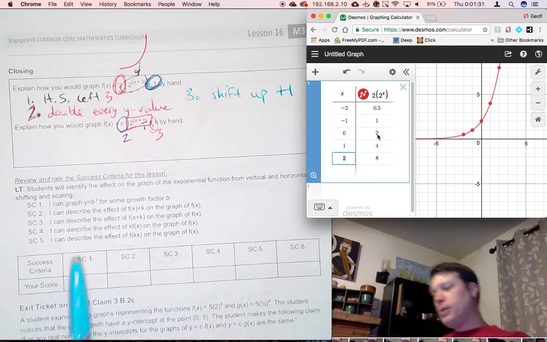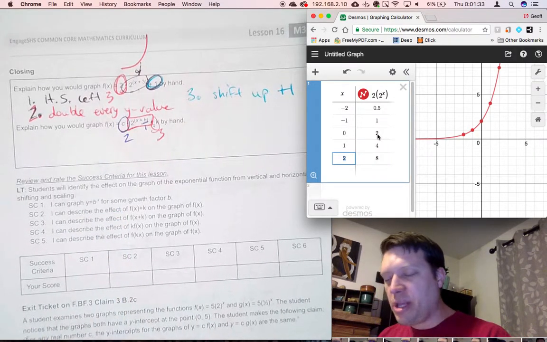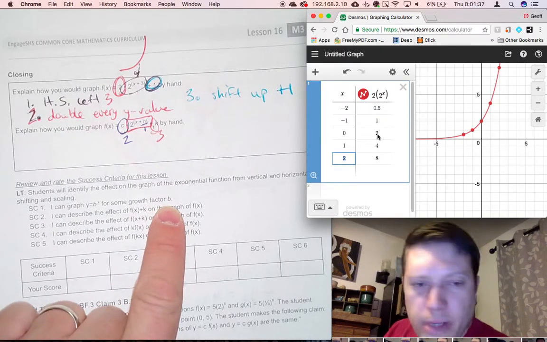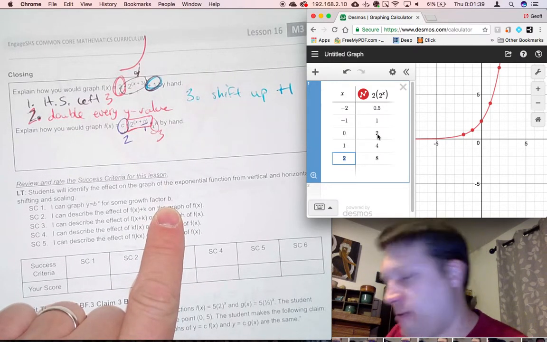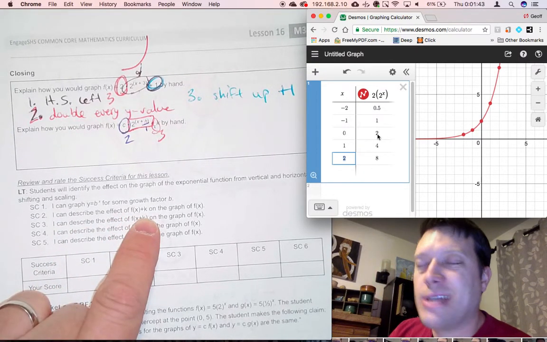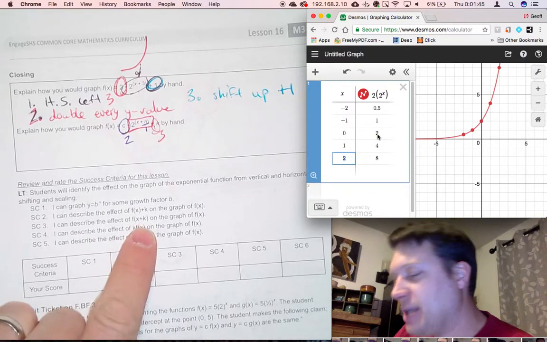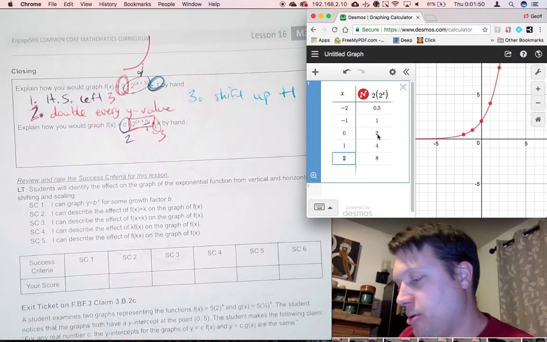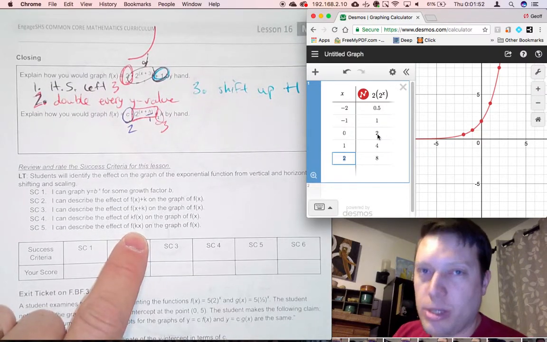Okay, are you able to graph y equals b to the x for some growth factor b? All of my examples were 2, but if you change it to a 3, could you use Desmos or something to graph it? I can describe the effect of f of x plus k. When you add to the outside, what does that do? When you add to the inside, what does that do? When you multiply to the outside, what does that do? And when you multiply to the inside, what does that do?